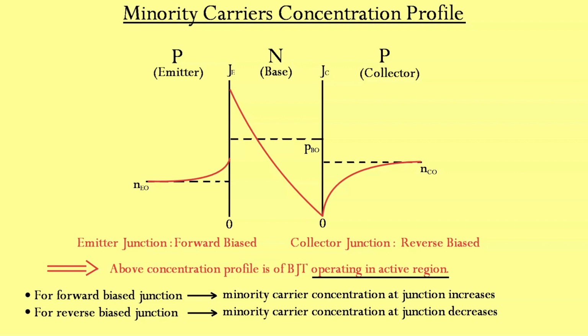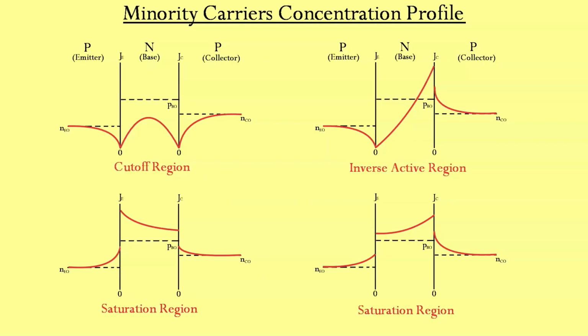It should not be difficult for anyone to determine the operating region by just looking at the concentration profile. We can draw concentration profiles for other operating regions as well. The saturation region is further divided into two cases. One, when the forward bias voltage of the emitter junction is greater than the forward bias voltage of the collector junction. This is referred to as the forward saturation region. And the other condition is when the forward bias voltage of the emitter junction is smaller than the forward bias voltage of the collector junction. This is referred to as the reverse saturation region.